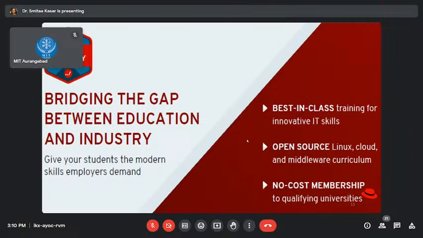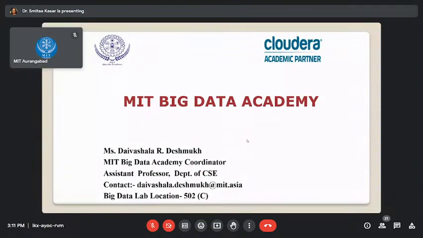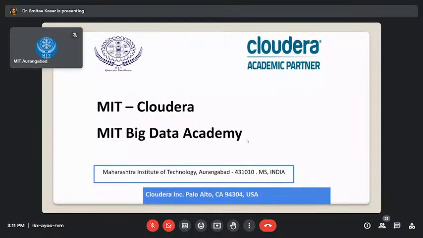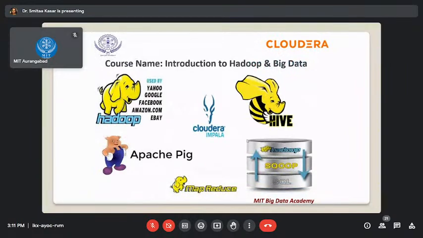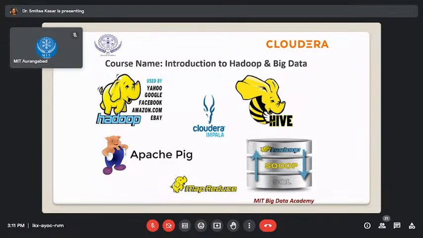This academy provides different types of trainings and certifications. Basically, it starts with Linux. Then we do have cloud, we have DevOps, we have GitOps, and many more trainings and certifications available through this academy. Then we have Big Data. This academy is in association with Cloudera. And the courses we have here are Introduction to Hadoop and Big Data. Along with the curriculum, all these courses can be pursued by the students in their free time. Usually we run these courses on Saturdays and, if required, on Sundays as well. And these are offline courses.